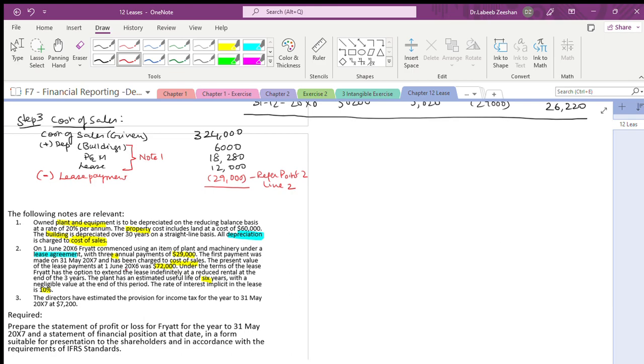$324,000 plus 6,000 plus 18,280 plus 12,000 minus 29,000. 331,280. This is called the revised cost of sales.